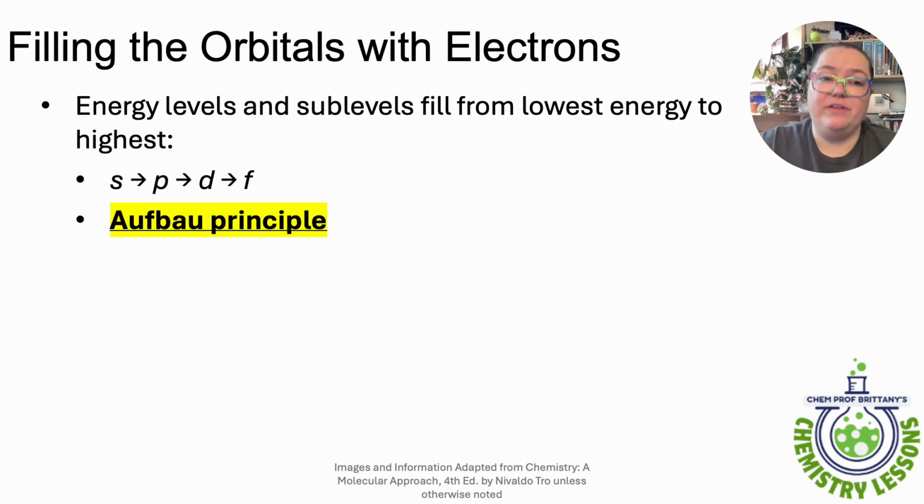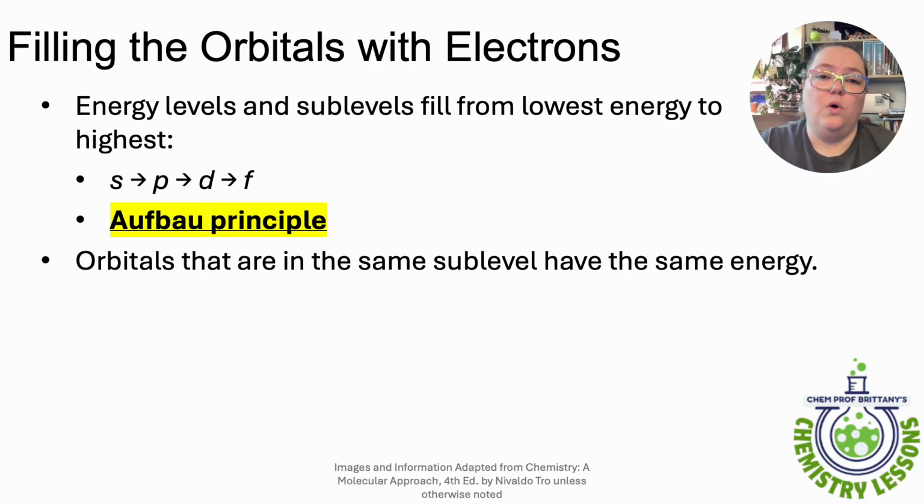So when we fill our orbitals with electrons, we fill from the lowest to the highest in energy. So S gets filled first in a principal energy level, then P, and then D, and then F. That is the Aufbau principle. Orbitals that are in the same sublevel have the same energy. So, like the 3 orbitals in the P sublevel, those are all equal in energy.